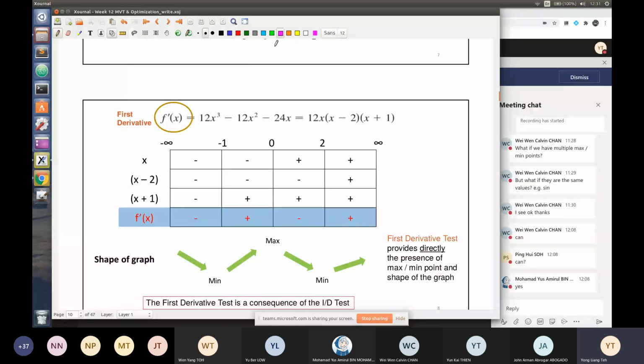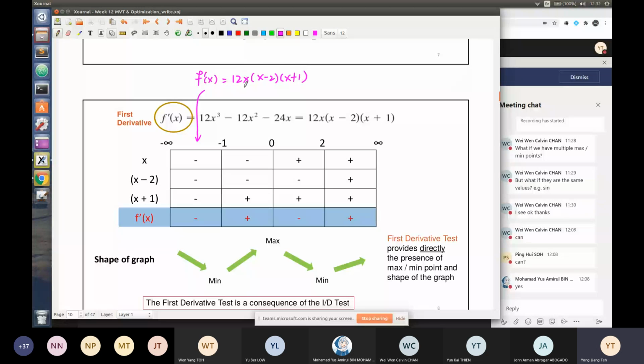Okay, let me just do a demonstration here. So this is your function, or your f prime. So you have 12x, x minus 2, x plus 1. So how to check the polarity?